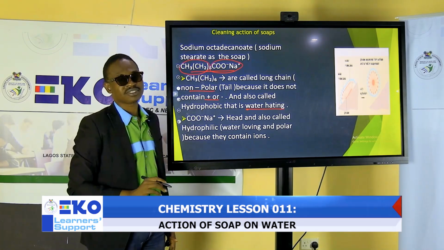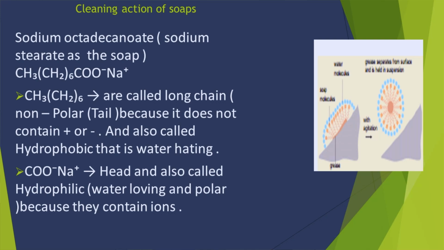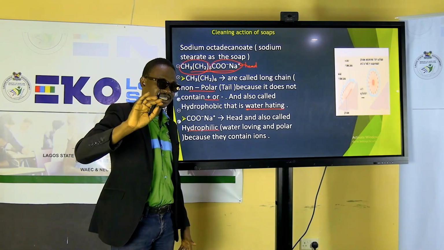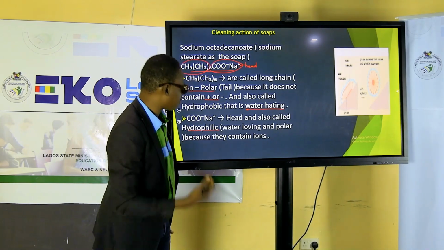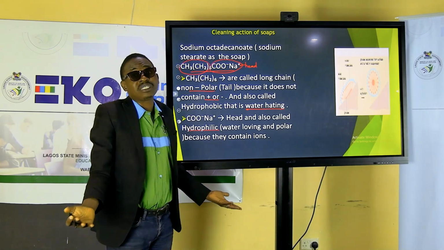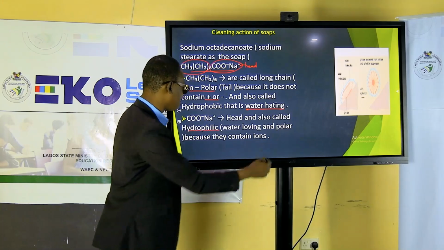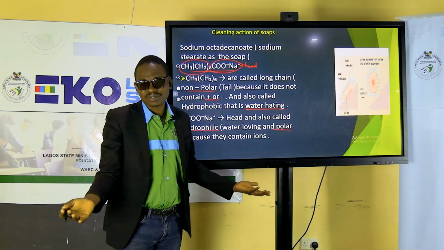Oh, wonderful. Now the head, what's this particular head called? The head is called hydrophilic. Say it again, hydrophilic. That is a water lover. Okay, good. And because they contain both positive and negatively charged ions, they are called polar. So what's the essence of the polar?